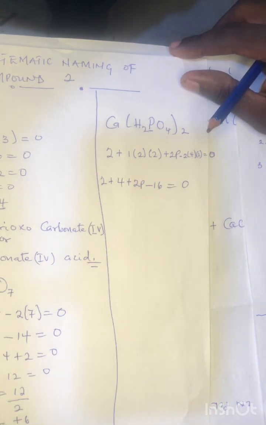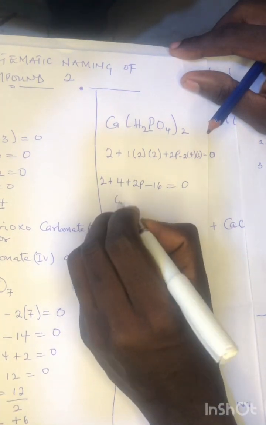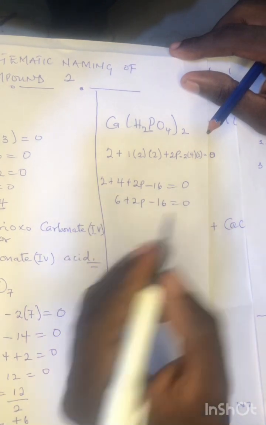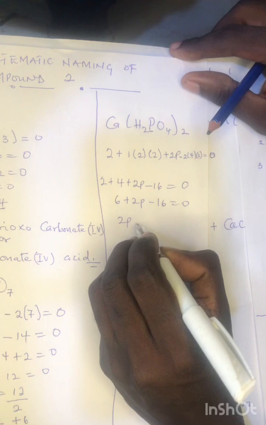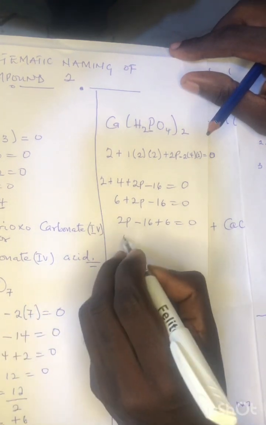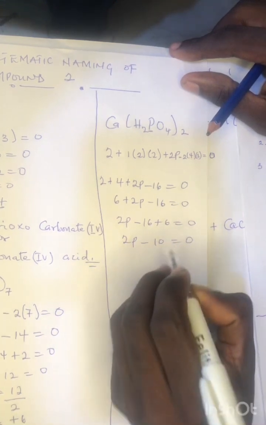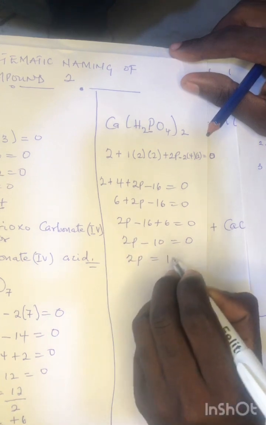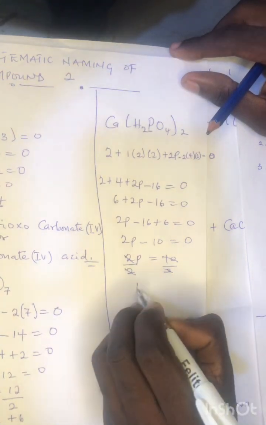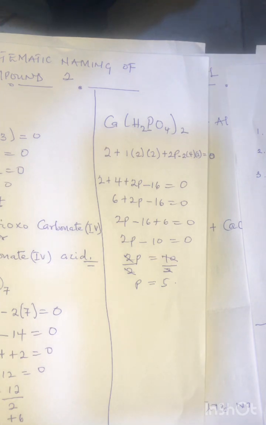Good. Now let us group like terms. 2 plus 4 here will give us 6. So plus 2P minus 16 is equal to 0. Now when we group like terms, we have 2P minus 16 plus 6 is equal to 0. Still grouping like terms, we get 2P is equal to 10. So when I divide here by 2 and divide here by 2, we say P here is equal to 5. So we've found the oxidation number for P, and that is 5.